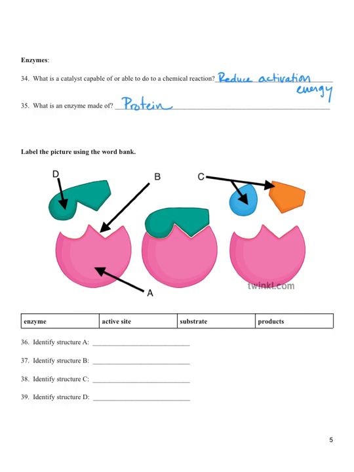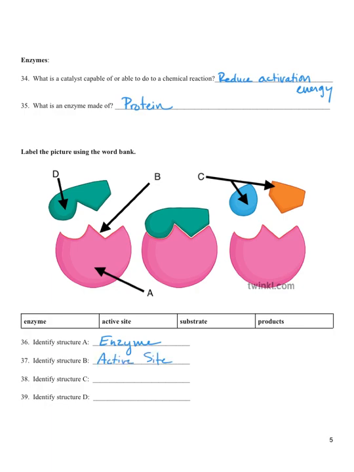Then the next section is going to have you label this image. So there's several different parts of an enzymatic reaction that are labeled with the letters A, B, C, and D, and you're just going to identify what each letter is pointing to. So number 36 says identify structure A. So structure A is just this big pink structure, and you should discover that that is an enzyme. Number 37, structure B, is pointing to this area of structure A specifically, and that is the active site.